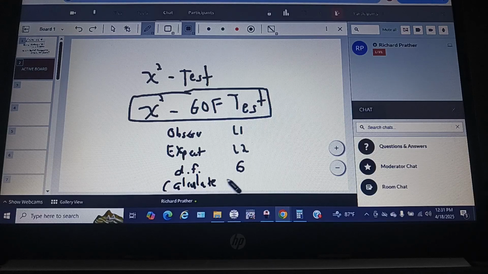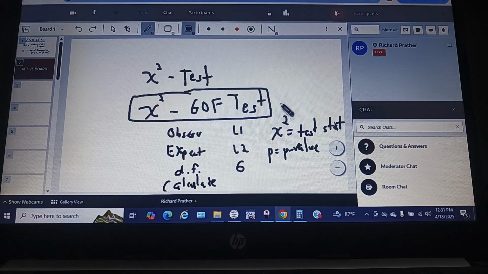And when you hit calculate, you'll see the very first long number is the chi-square test statistic that they're asking for right now. And that could be used if you wanted to do the critical value method too. And then right below that's the p-value.